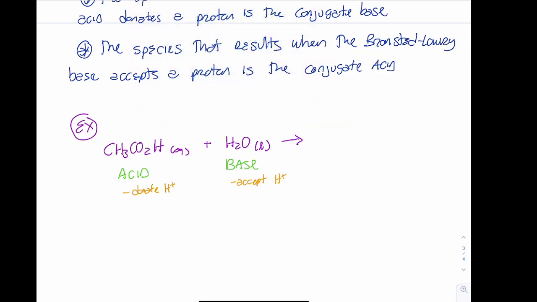So I'm going to have CH3CO2 with a negative charge, right? It lost that hydrogen and a positive charge. I now have acetate ions. And then my base is going to accept that proton. So instead of 2 hydrogens, I now have 3. Instead of being neutral, I now have a positive charge. Do note that your net charge on both the reactant and product side of a balanced chemical equation is always going to be the same.